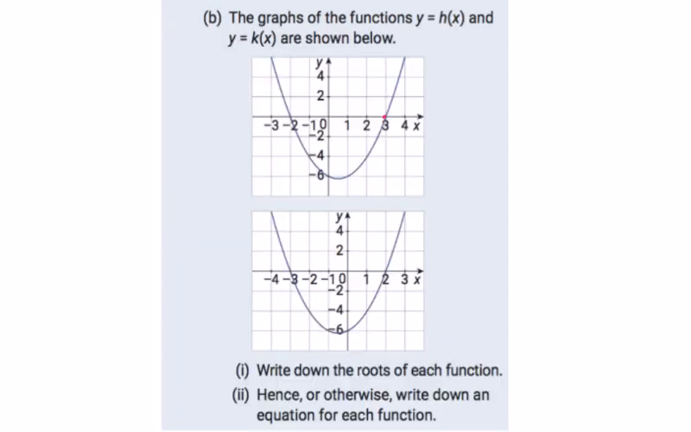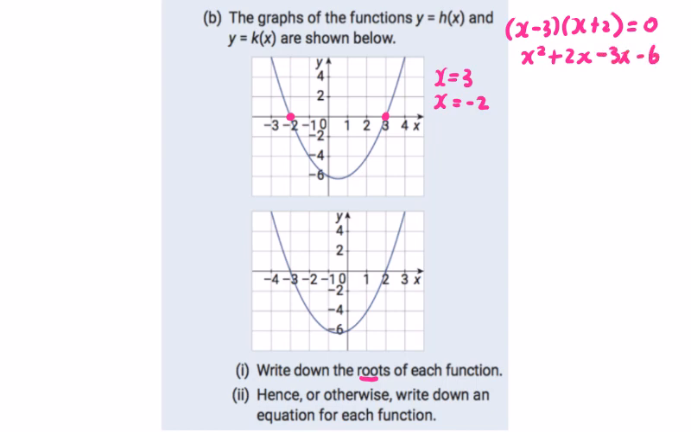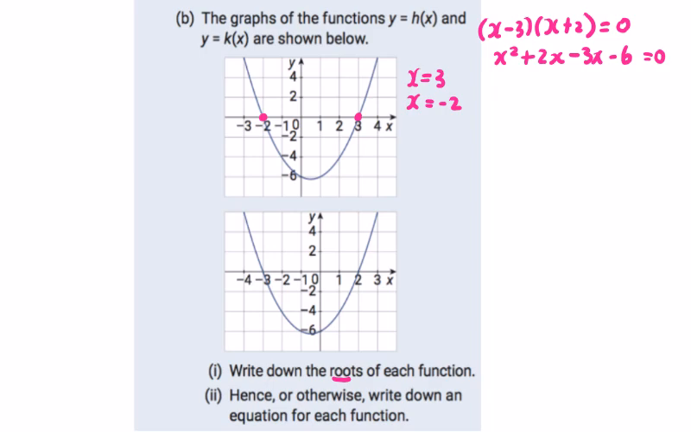In part B, we're asked to write down the roots and hence find the equation. So we have our roots here, x equals 3, x equals minus 2. So be careful with the difference between the roots and the factors. So we have x minus 3 times x plus 2 equals 0. So we're going to have x squared plus 2x minus 3x minus 6 equals 0. So x squared minus x minus 6 equals 0.